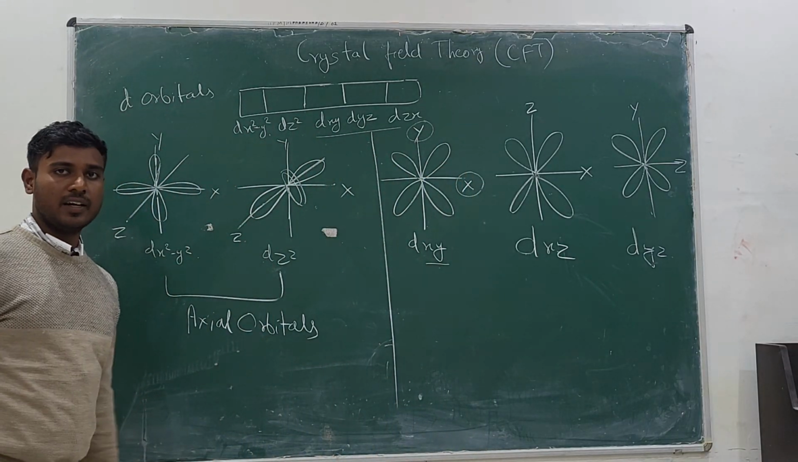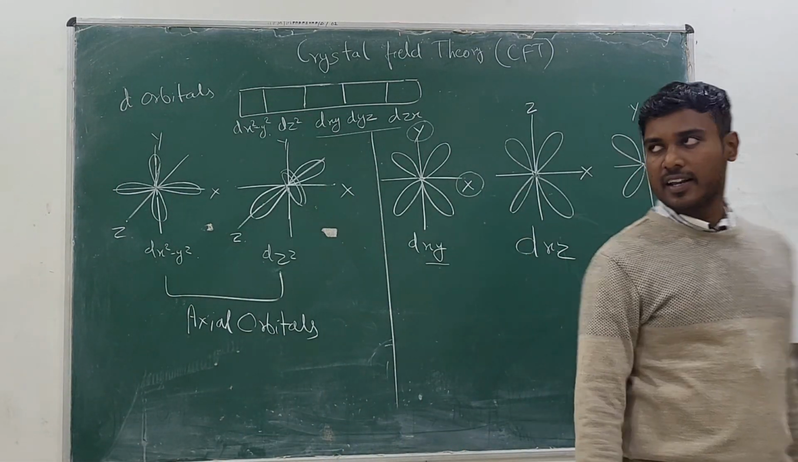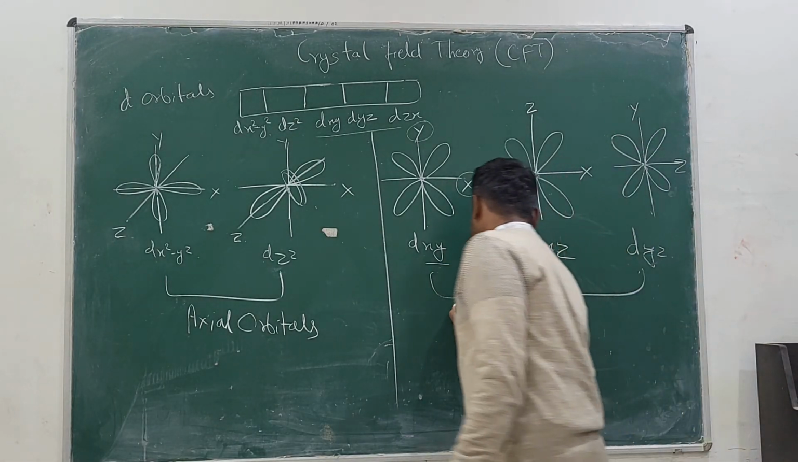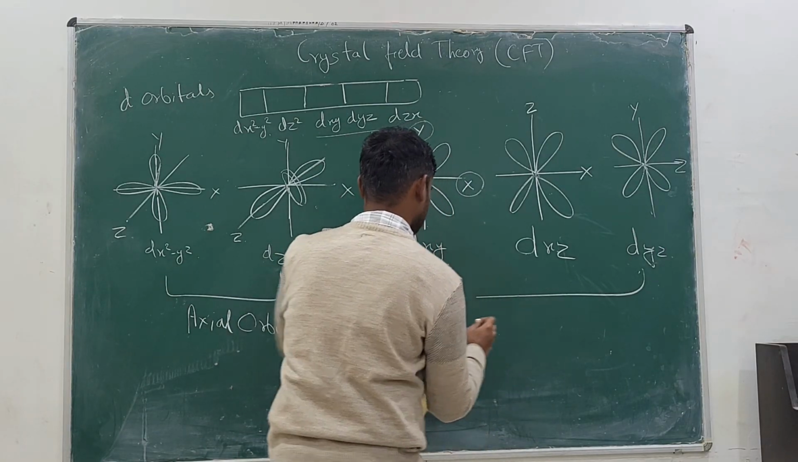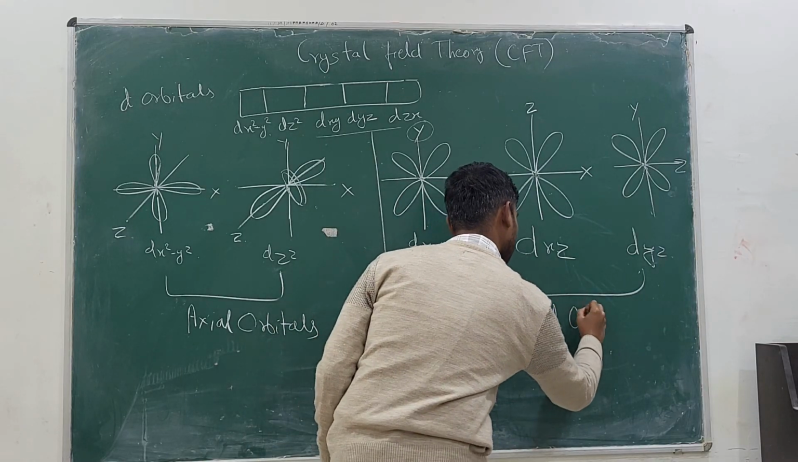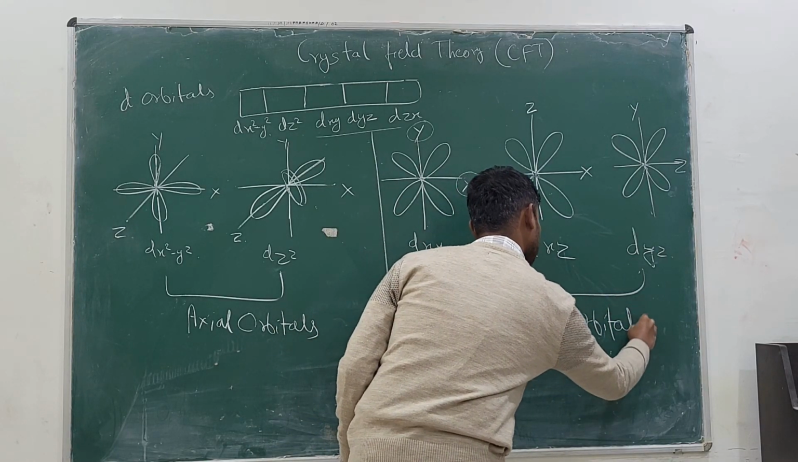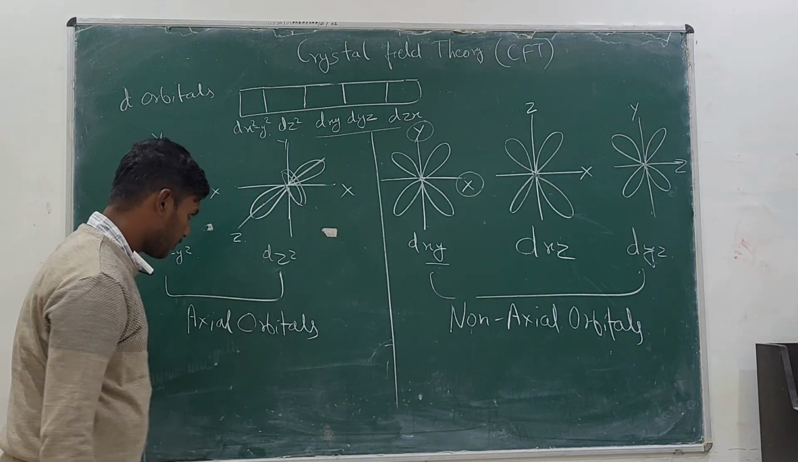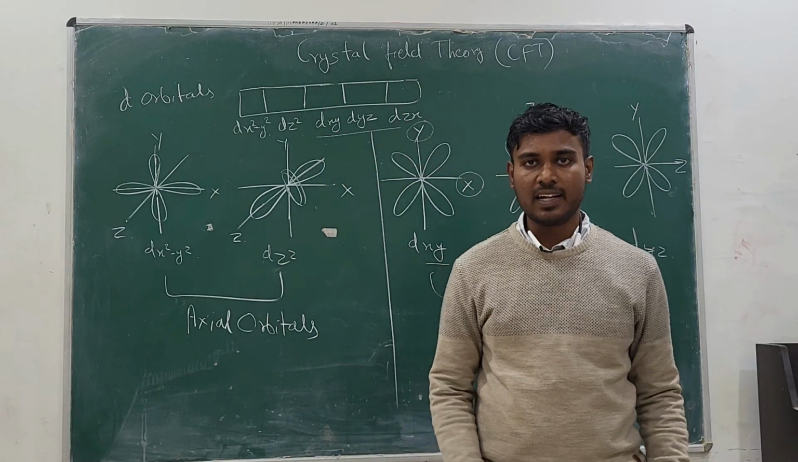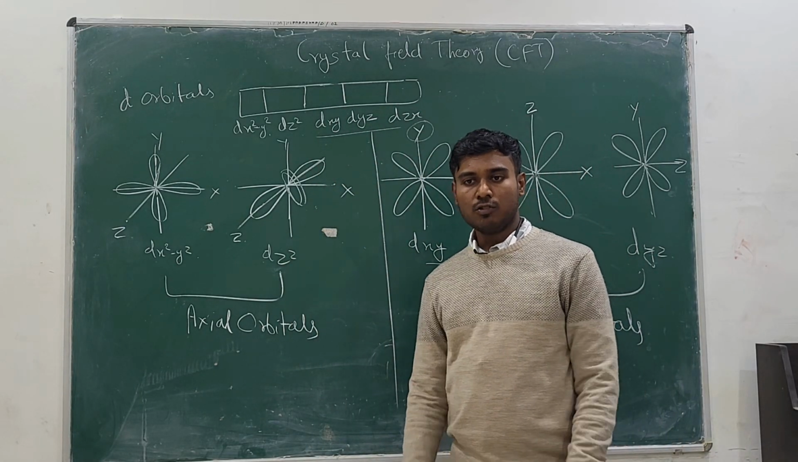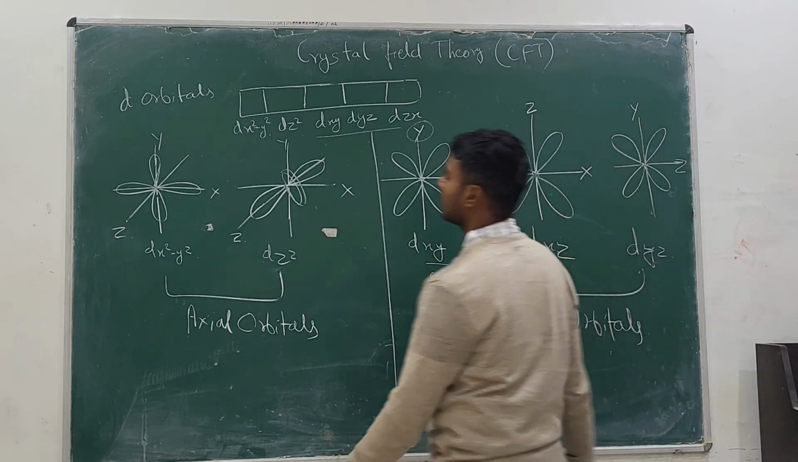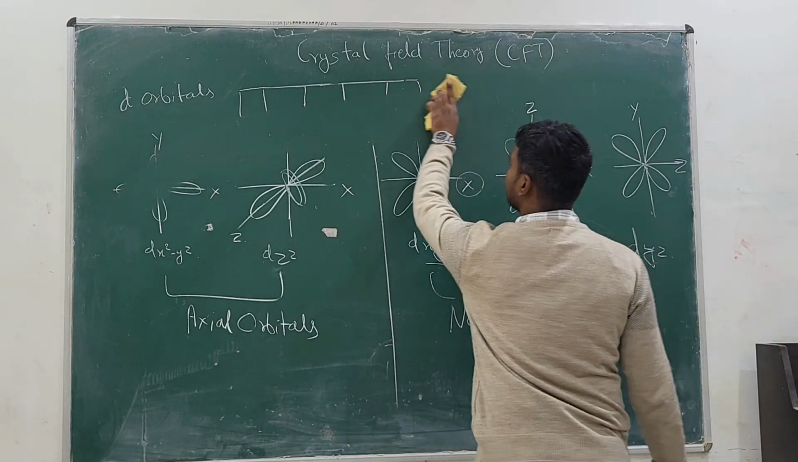So I think it is now clear how these orbitals are arranged. You can see there are axial orbitals and these three are our non-axial orbitals. So now we will move forward to see how our ligand approaches the metal ion and how our octahedral complex formation takes place. After that I will explain the tetrahedral complex formation. So let's move forward.